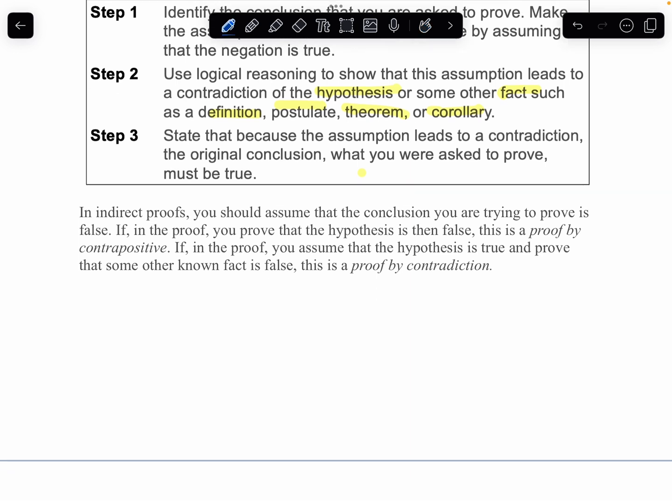So the whole thing about doing an indirect proof, here's a direct proof. We start with our statement, we do a bunch of logic until we come to a conclusion. But when you do an indirect proof, you're going to assume the opposite of what you want to prove. Then you're going to do your direct reasoning until you come to a contradiction, usually the hypothesis, but not necessarily. Like I said, it could be a fact or some other fact.